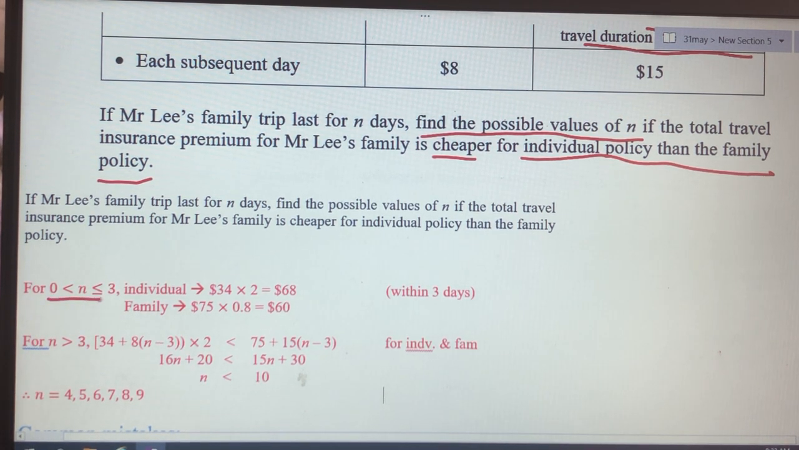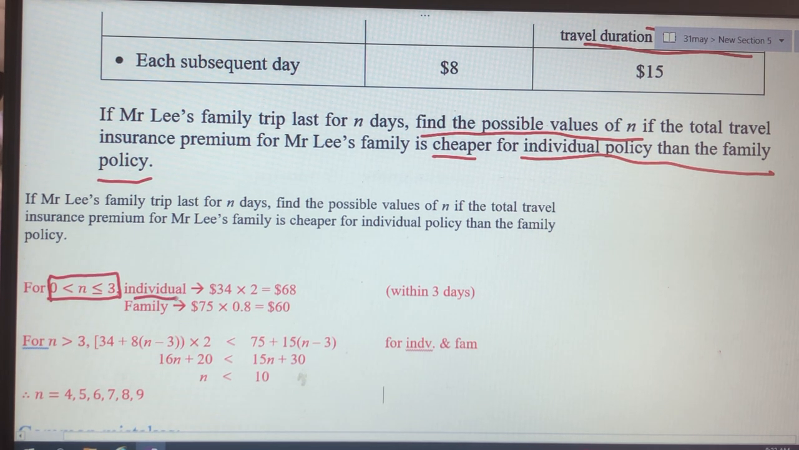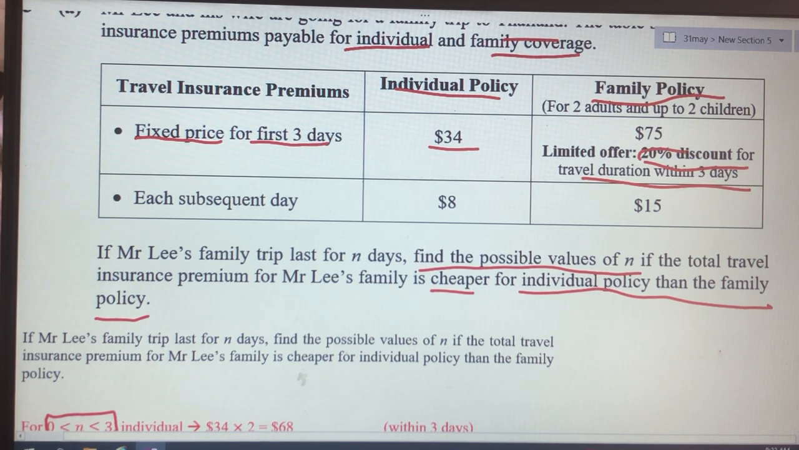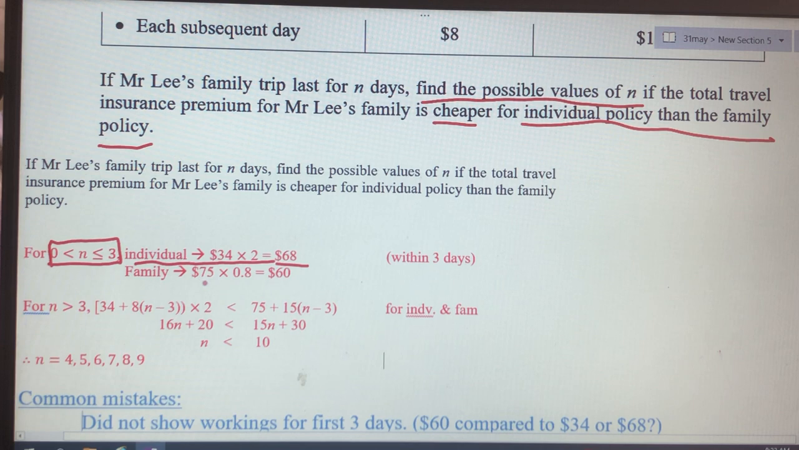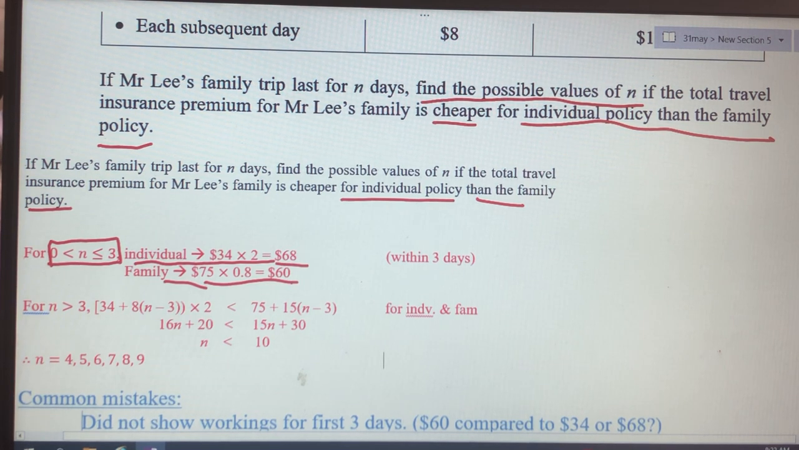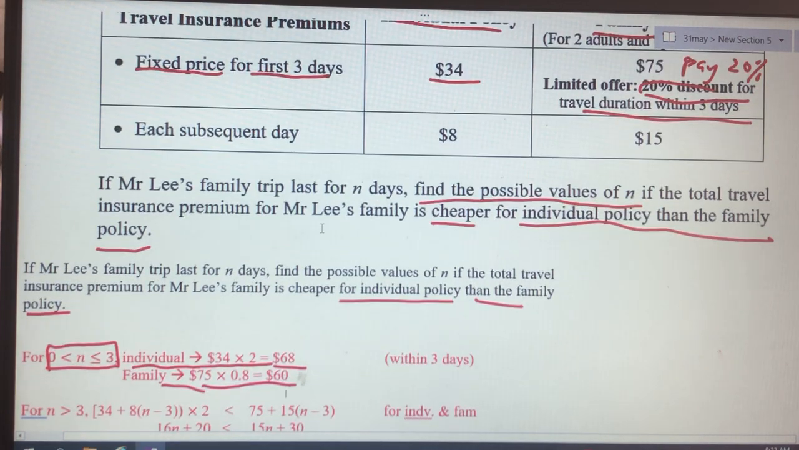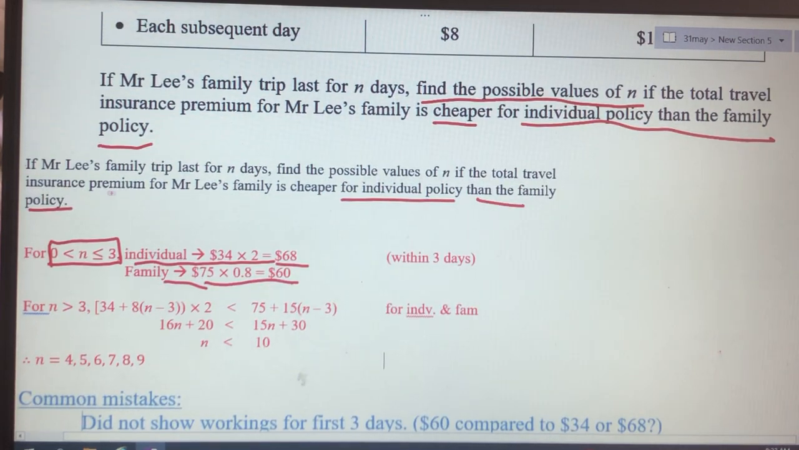So for Anna, that means within 3 days, the individual policy will be 34 times 2, okay? That will give you $68. Whereas for the family, because there's a 20% discount, that means you only pay 20% off, and then you will have $60. So may I check, is the individual cheaper than the family policy? No, right? It's more expensive than this one, because for individual you have this $34 here, and then now we have to go and find if it's greater than 3. What is the range of N values, or the possible N values?